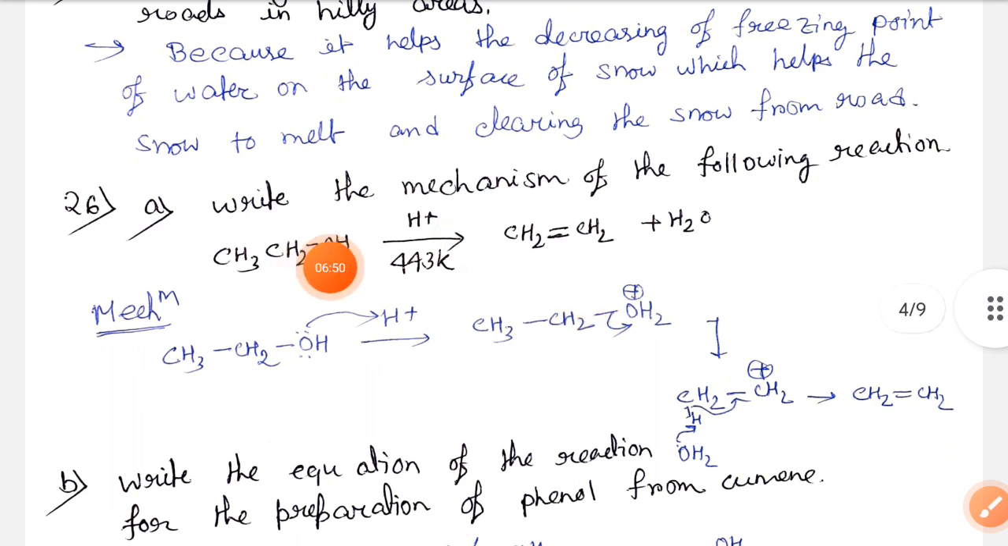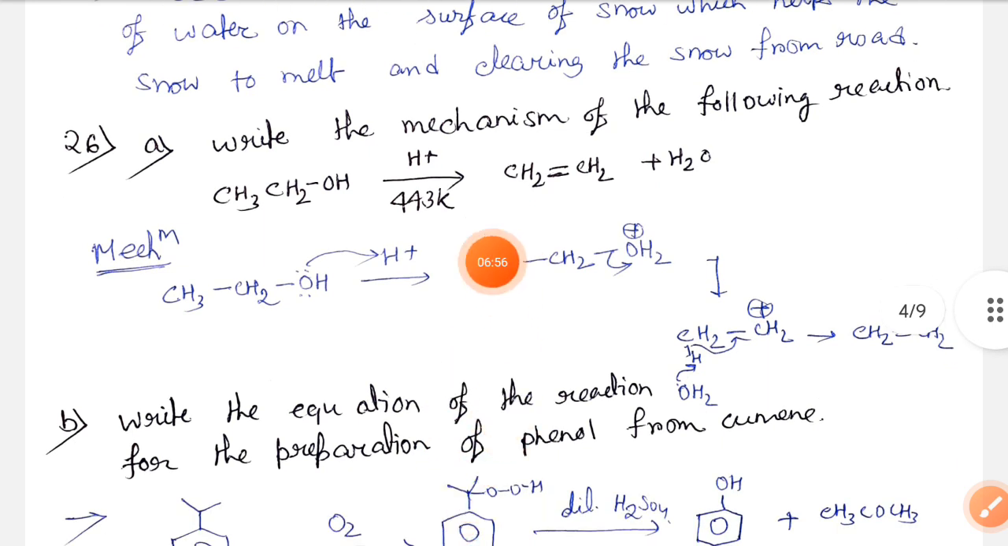Next, write the mechanism for the following reaction. It is an elimination reaction. At first, given H+, the lone pair of oxygen attracts the H+ proton, and then OH2+ is formed, and this is eliminated as water. Next step, the hydrogen is lost from this and we get an alkene.